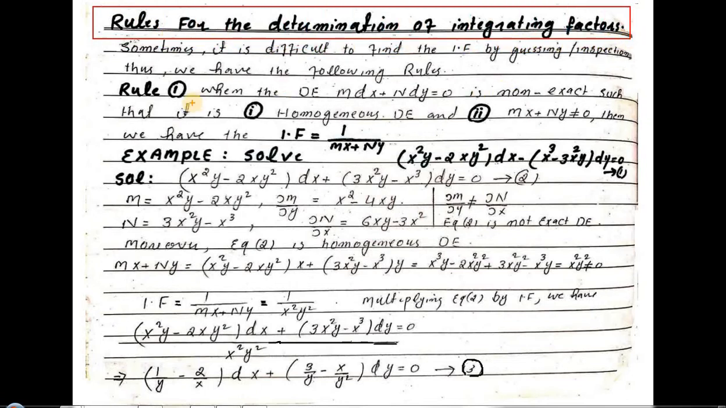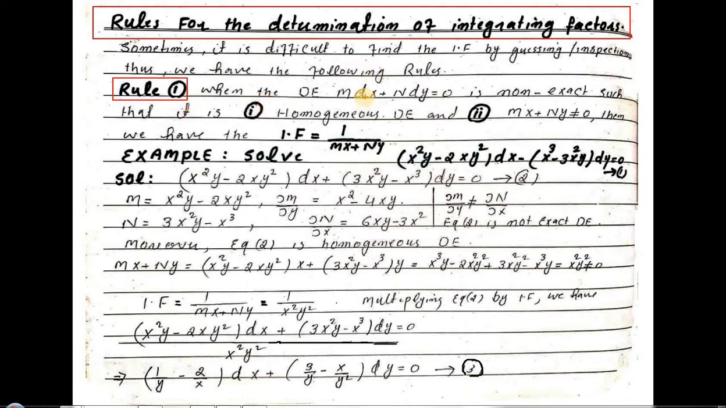What is integrating factor? Sometimes it is difficult to find the integrating factor by guessing or inspection. Thus we have the following rules. Rule number 1. This is rule number 1, and we read this rule and then we will use it for the solution of an example. What is the rule number 1?